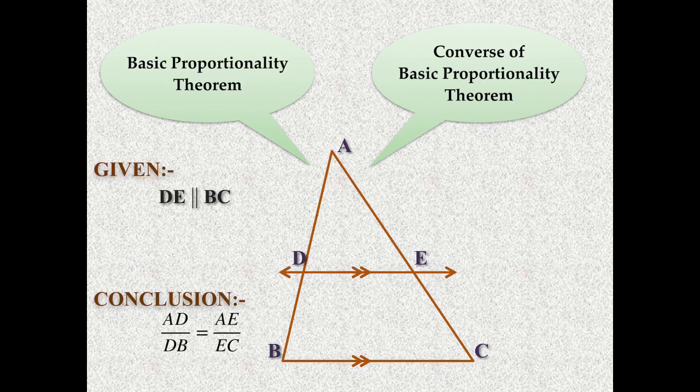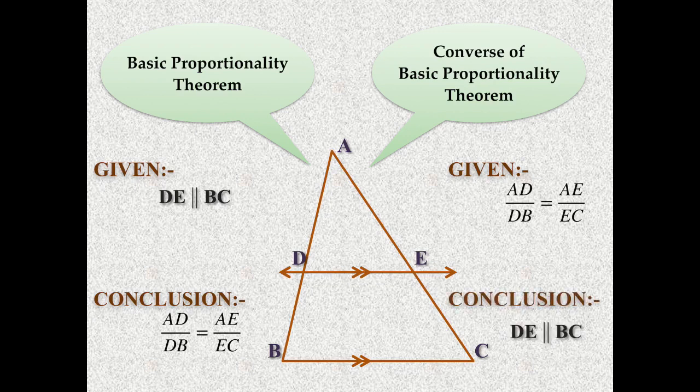Whereas the converse theorem says that if the two sides of a triangle are divided in equal proportion by a line segment, then under that given condition, that line segment DE is parallel to the third side of the triangle, that is BC.